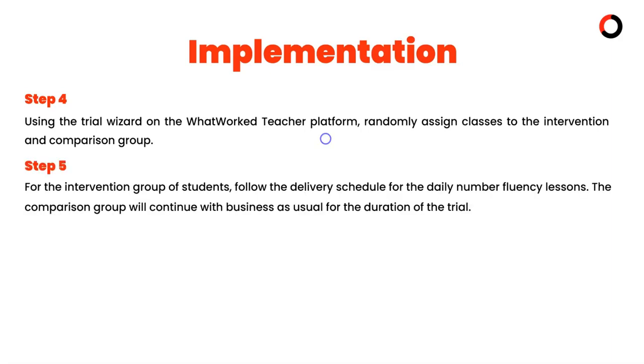Moving on to step 5, the intervention group of students will follow the delivery schedule for the daily number fluency lessons. The comparison group will continue with business as usual for the duration of the trial.